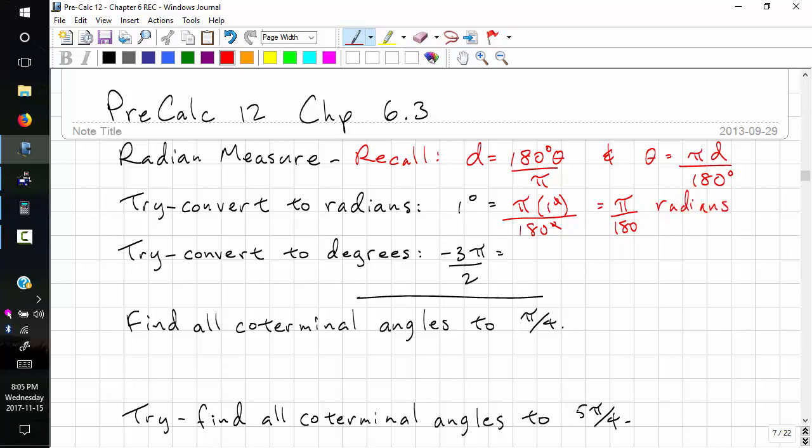Let's try to convert 2 degrees. So we have negative 3 pi radians over 2 times 180 degrees over pi radians. And the radians cancel out and the pi's cancel out. 180 divided by 2 is 90 times negative 3 is negative 270 degrees.